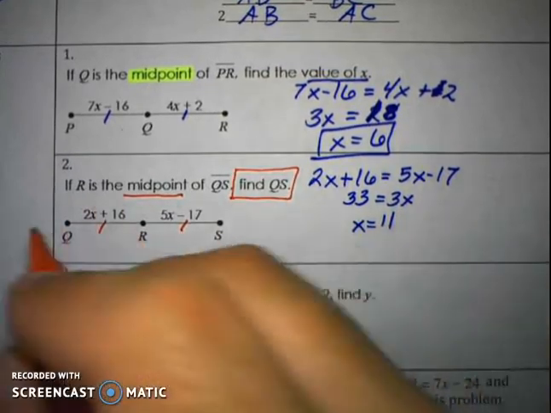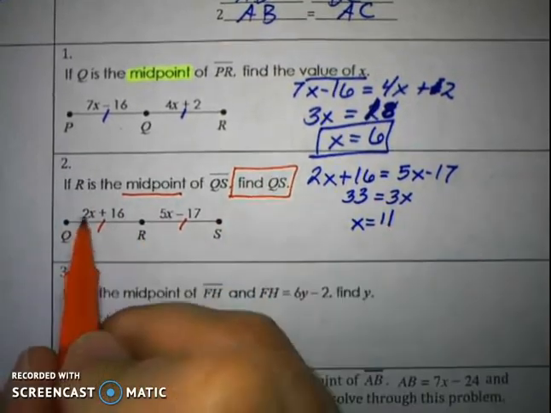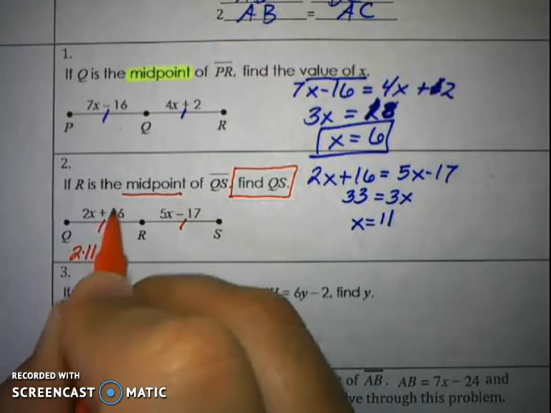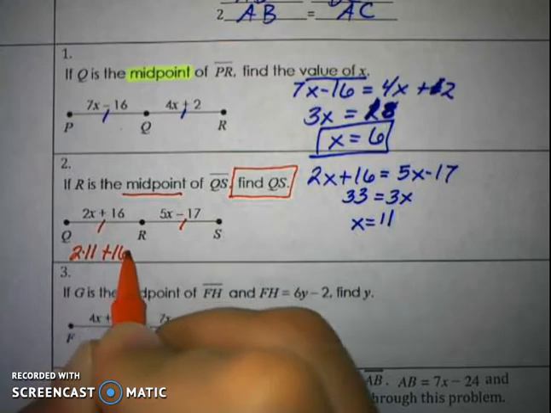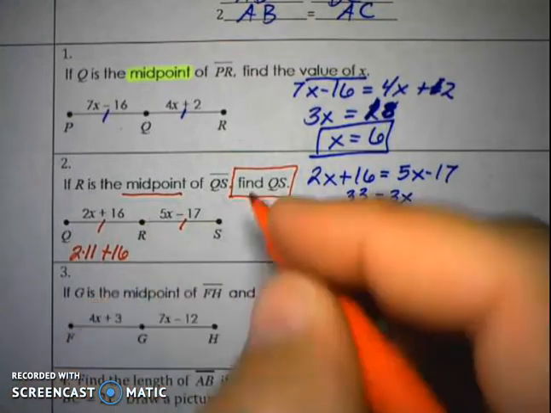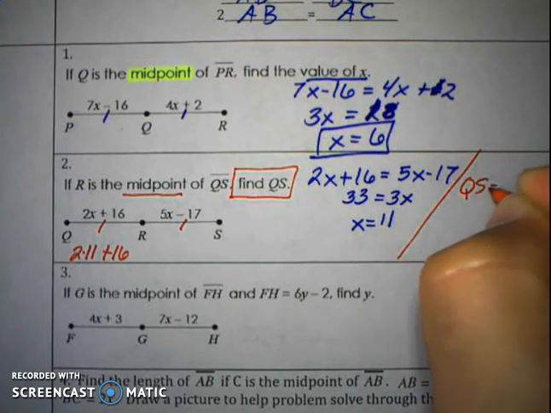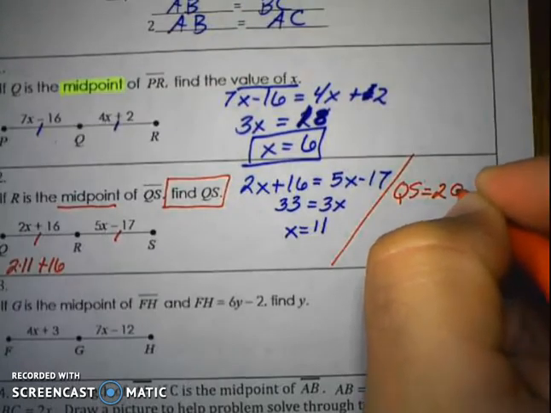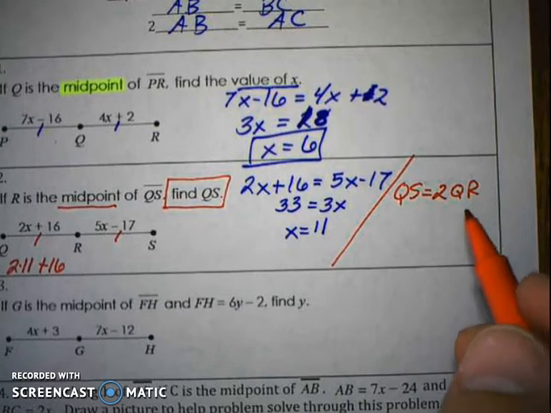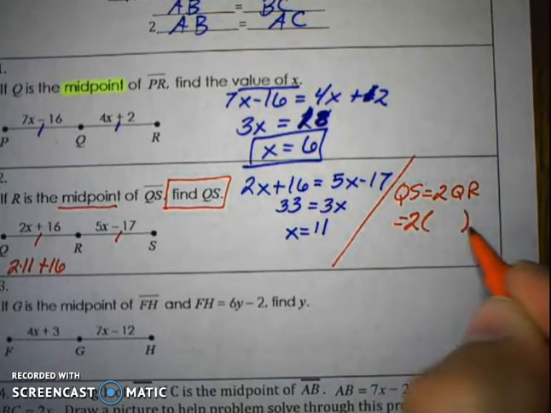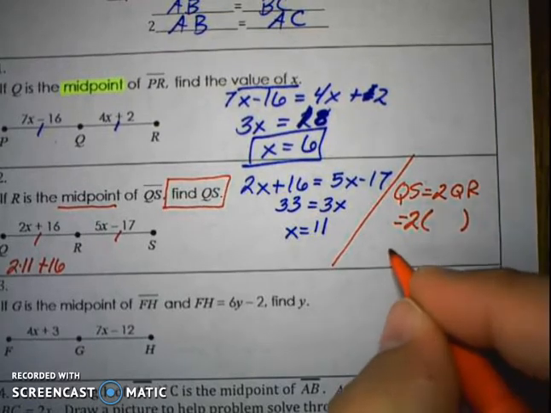They want us to find the value of QS. And since x is 11, I can take 2 times 11 and then add 16 to that, and I will get QR. And then QS is just equal to 2 times QR. So once I plug in for QR, I can double it, and that will be my answer.